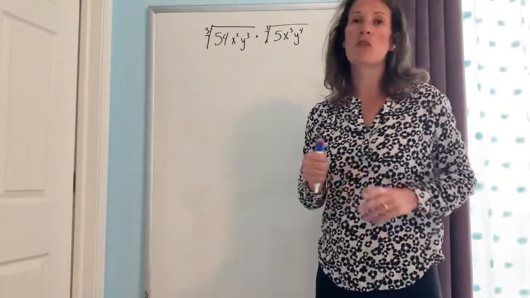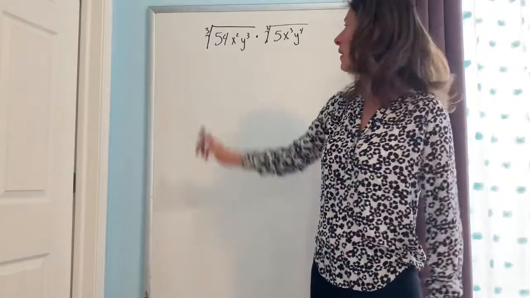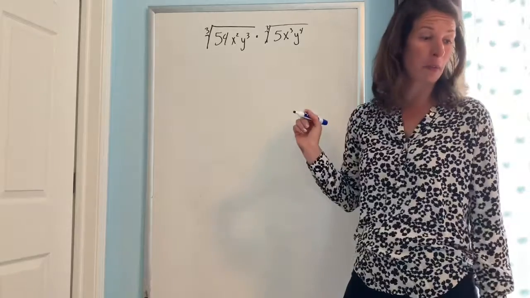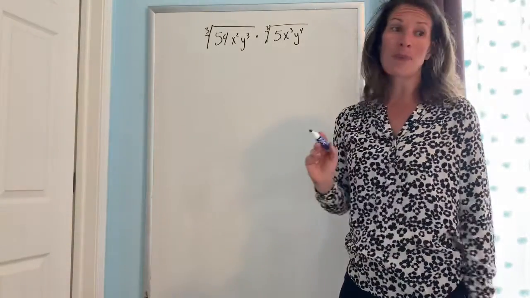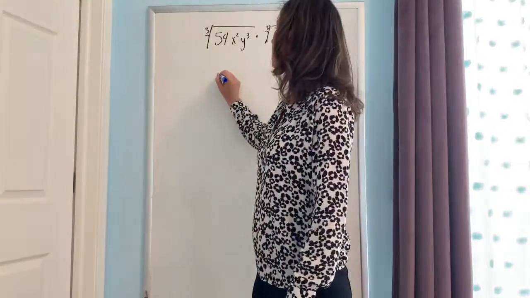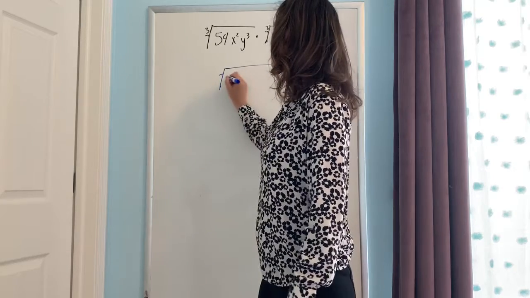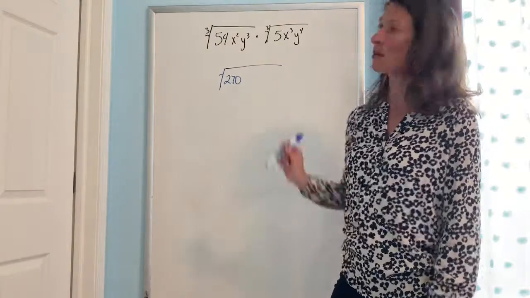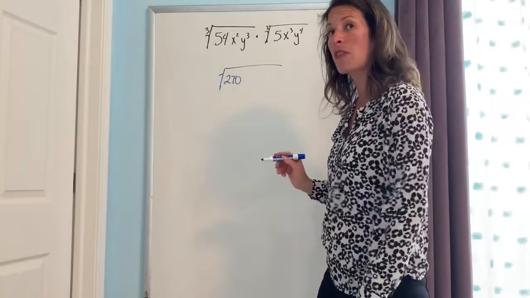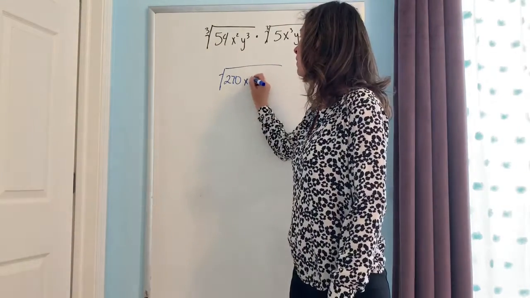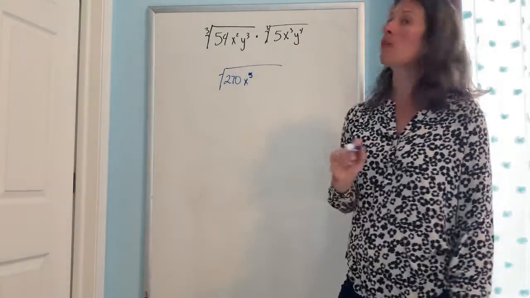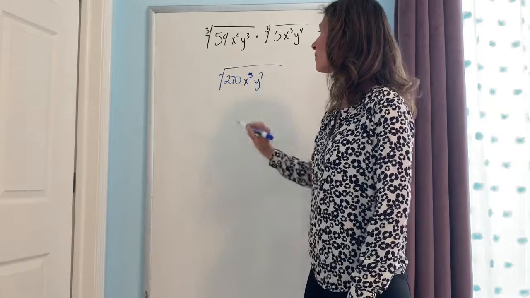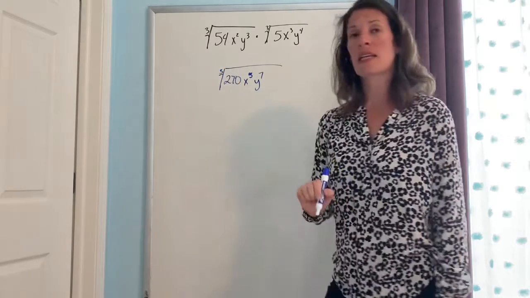Okay, for number 2, again, we're just multiplying. They have the same index, they're both the cube root. So we're going to multiply our numbers first. 54 times 5 is 270. And then we're going to work on our variables. X squared times x cubed, we're adding those together. 2 plus 3 is 5. And y cubed times y to the 4th, 3 plus 4 is 7. And my index is 3.